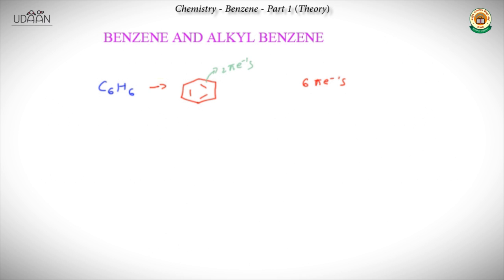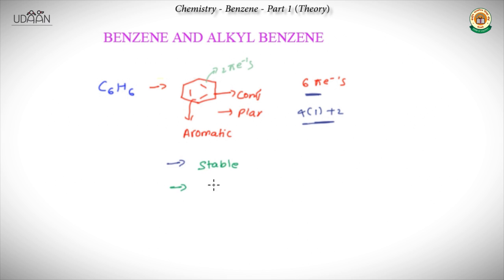Now, one more thing you need to note is that this benzene is aromatic because it is conjugated, it is planar, and moreover it has 6 pi electrons, which are 4 into 1 plus 2, that is 4n plus 2 pi electrons where n is equal to 1. Because of this aromatic nature, it is very stable. Because of this stability, it is in general unreactive at normal conditions.